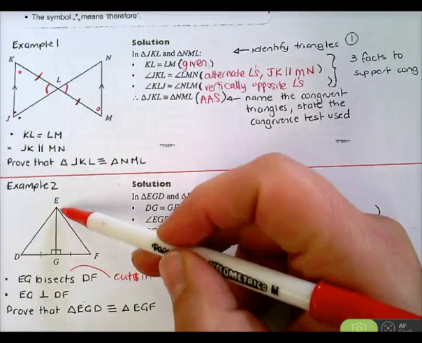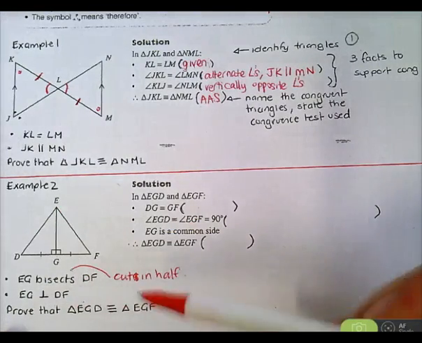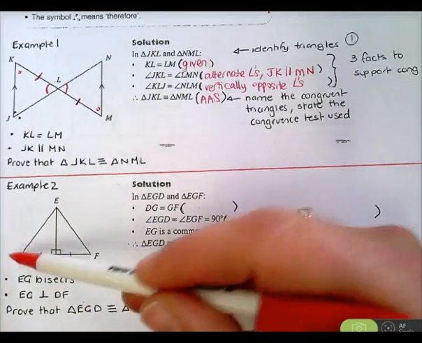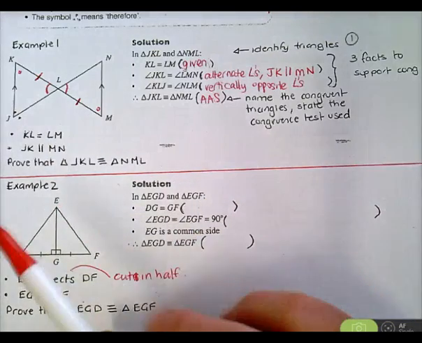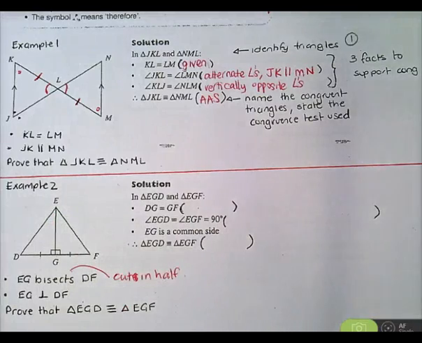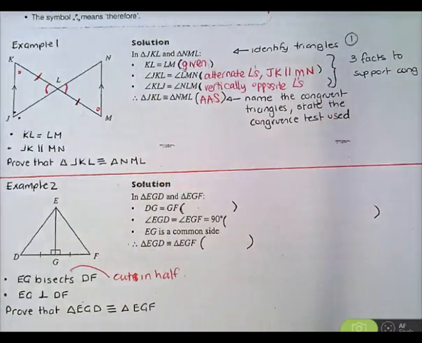That's what bisect means, cut in half. And we've also got that EG is perpendicular to DF. Now that information's given on the diagram, and you have to prove that triangle EGD is congruent to triangle EGF. Now girls, we're obviously starting off with some fairly easy examples. They will gradually get harder, all right? So remember, step 1 is to state which triangles we're in.